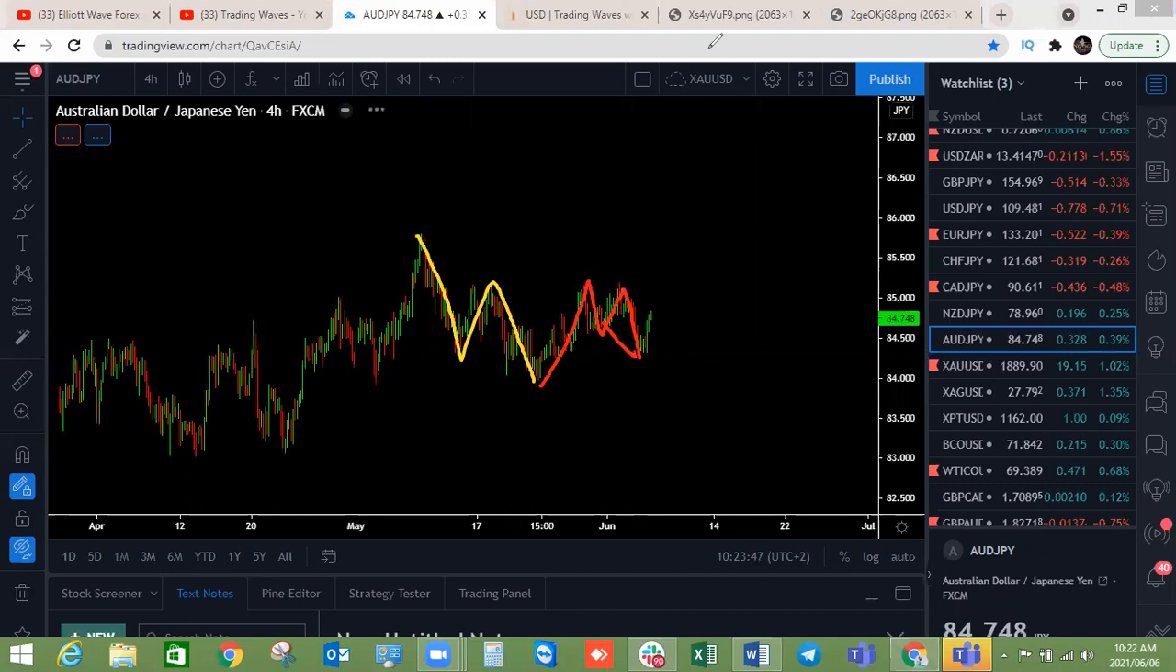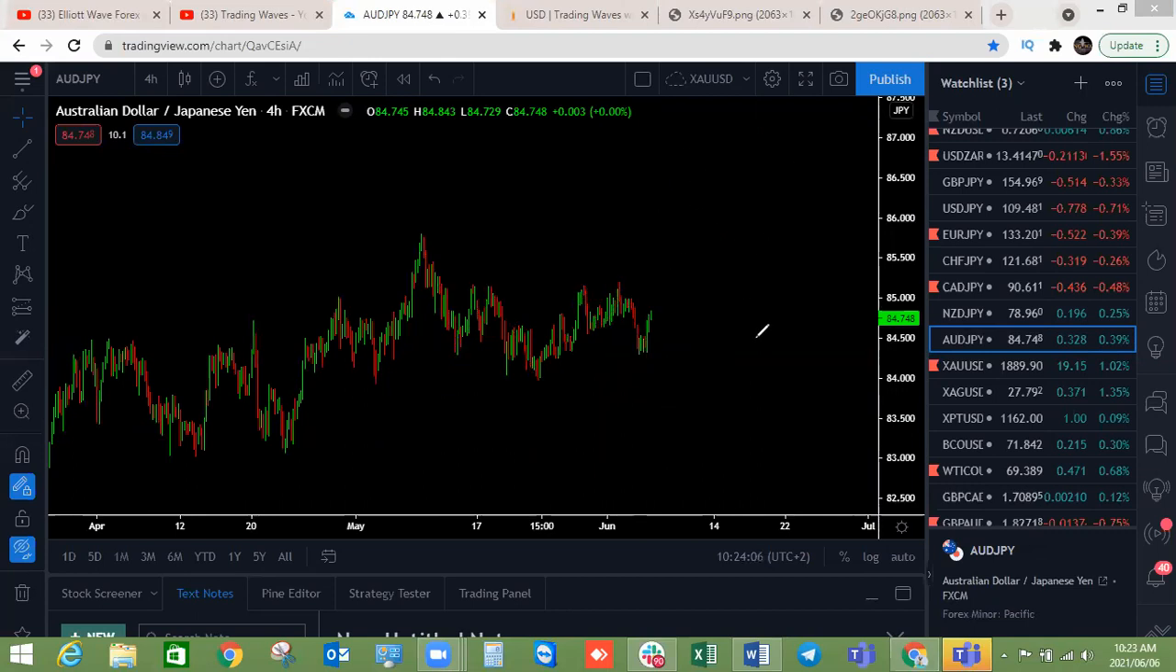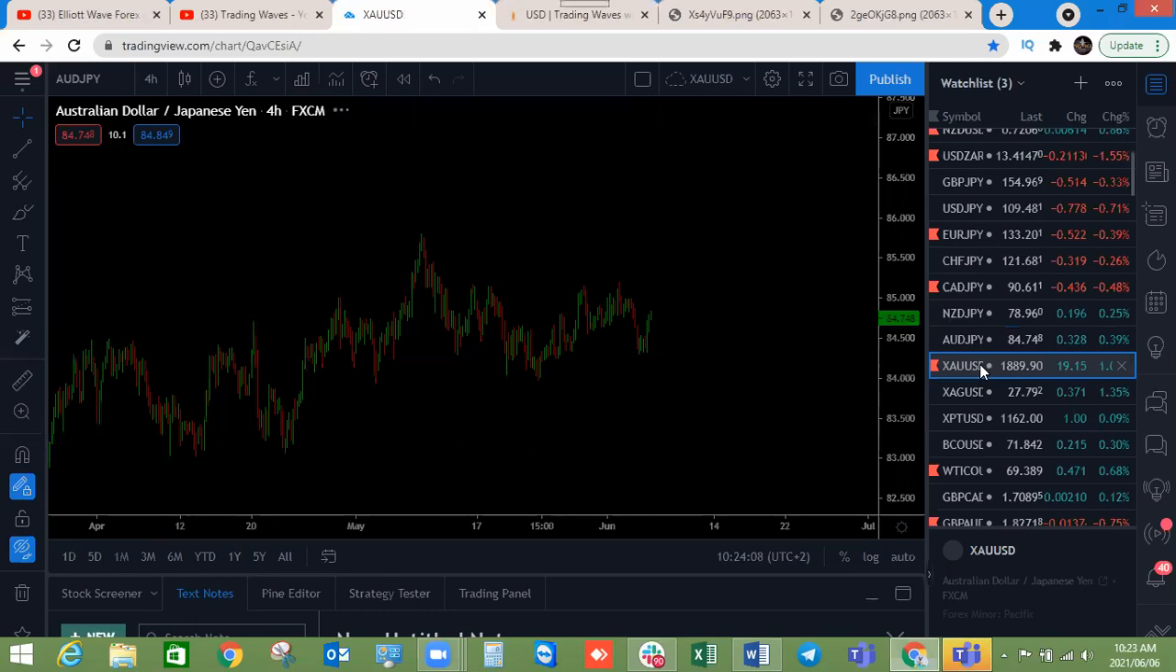So we'll be looking for this to go and take the top around this area. Now with the red degree here, let's use the red here. So we'll be looking for this to go and take this top here. Okay, how will that complete the structure? Possibilities are for this to make a double corrective structure here for more upside. So let's watch this for upside here. That is AUD. Now gold and silver. Let's have a look at silver and gold.